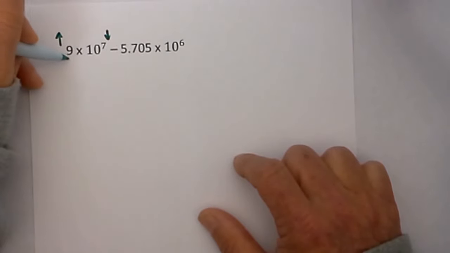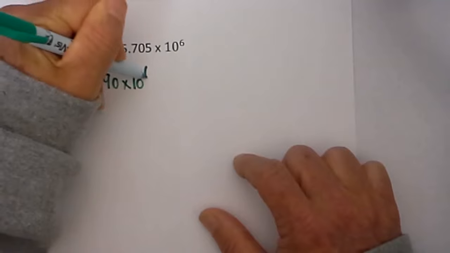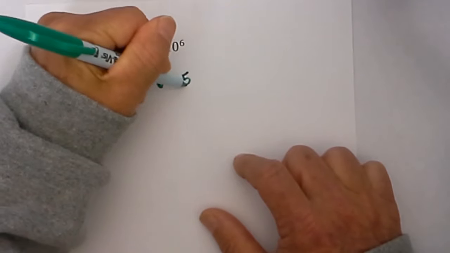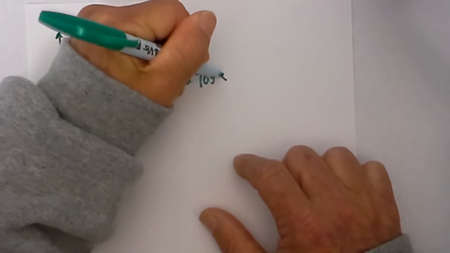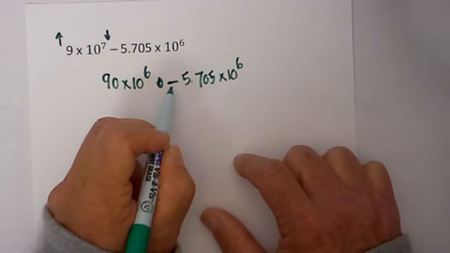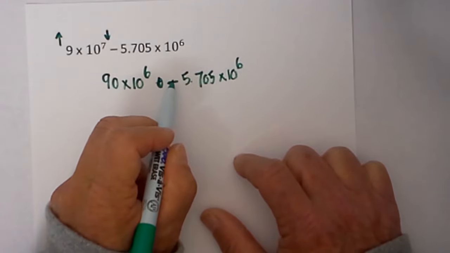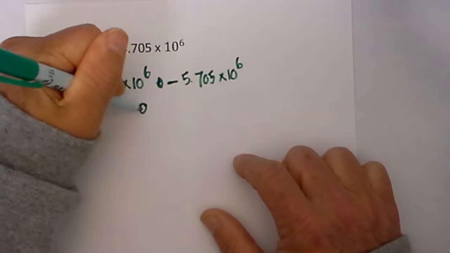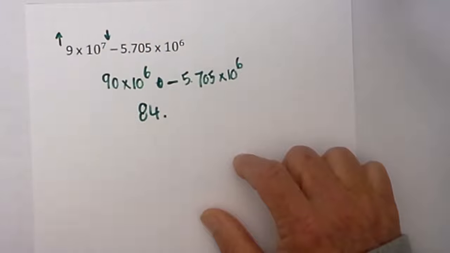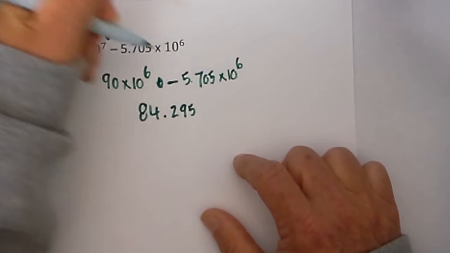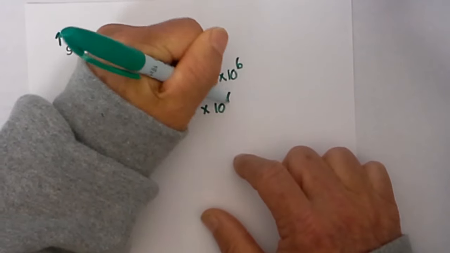So I will have 90 times 10 to the 6 minus 5.705 times 10 to the 6. When I subtract 90 minus 5.705, that gives me 84.295 times 10 to the 6.